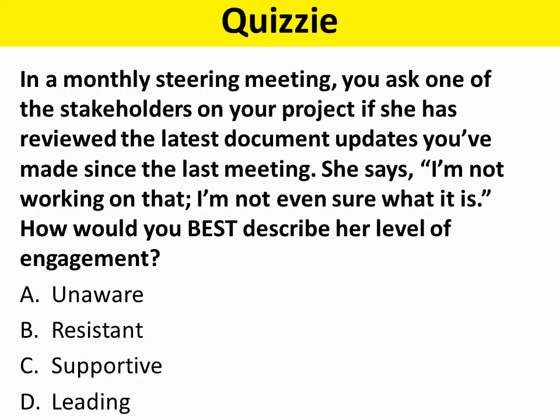So in the question, the person responds, I am not working on that, and I am not even sure what it is. Some persons argue that because she says I'm not working on that, she is aware of what that is, but that could just mean as a point of reference. What is important is she is saying I am not even sure what that is. So we say that the person is unaware.